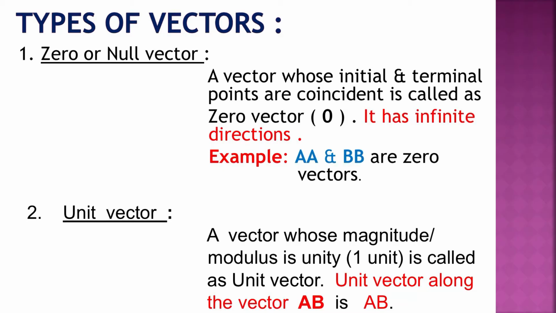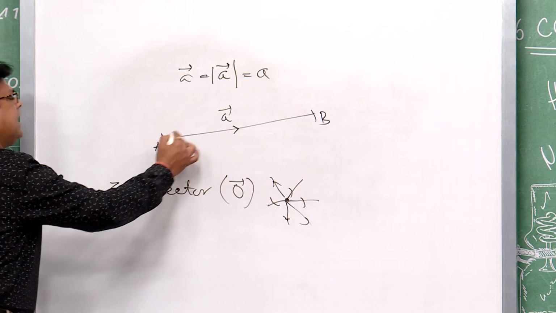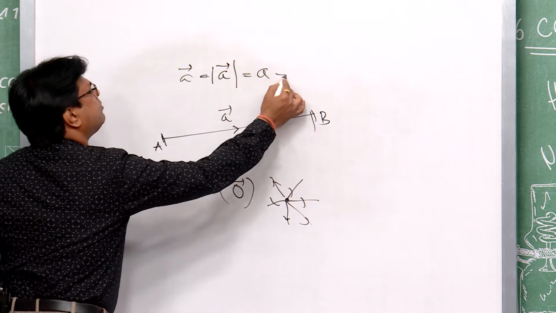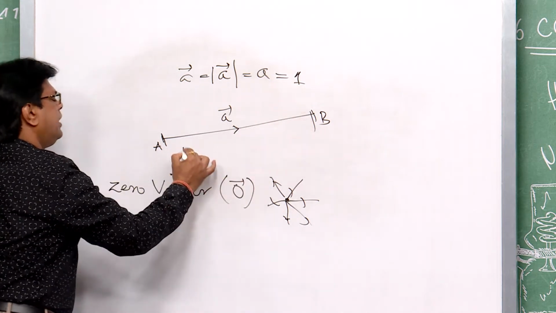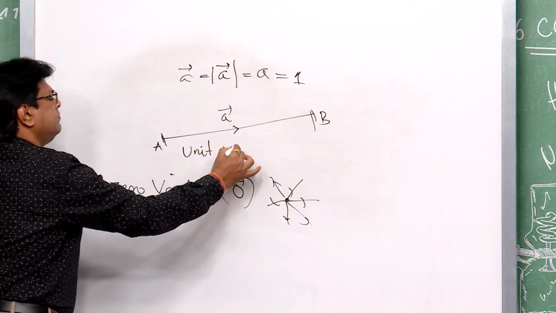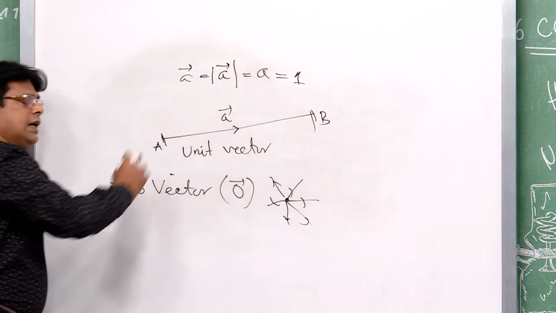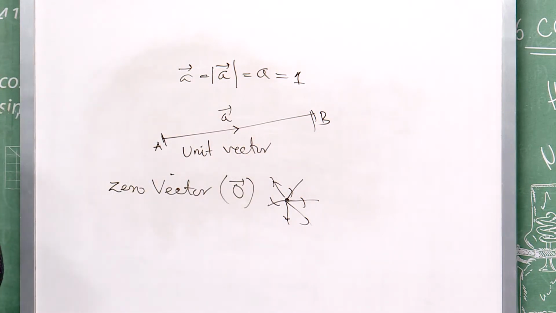Then another type is the unit vector: a vector whose magnitude or modulus is unity, that is 1 unit, is called a unit vector. Suppose the vector AB has magnitude 1. So, this is called a unit vector. A unit vector has magnitude 1.